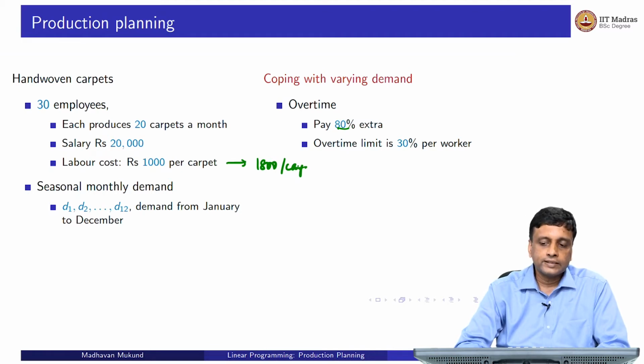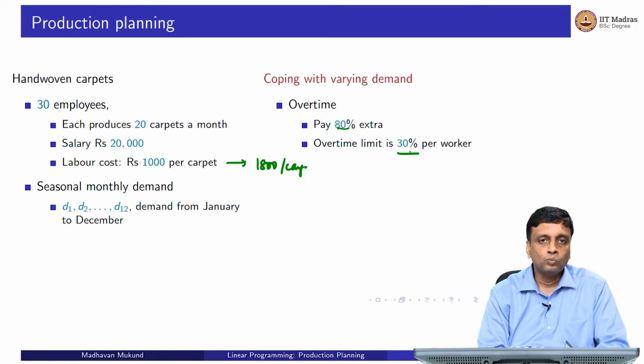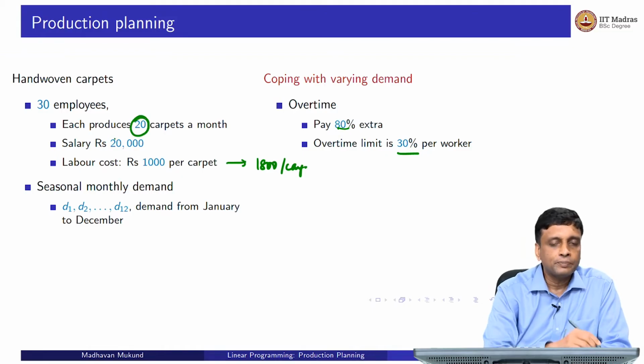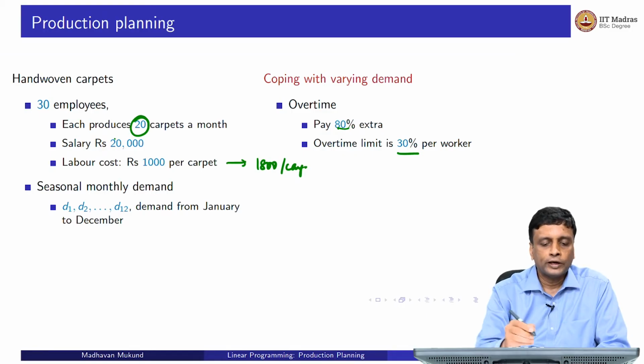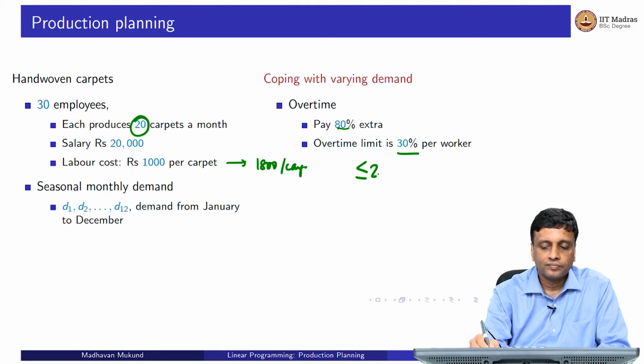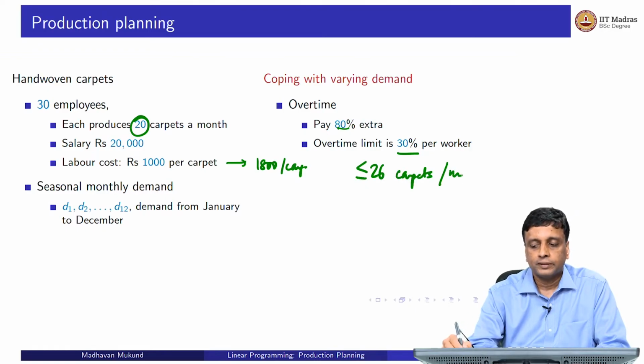But there is also a constraint saying that a single worker cannot do more than 30% work over time. That means that if I have made 20 carpets in a month normally, right, then 30% that is 6. So you cannot make more than 26. So one worker cannot make more than 26 carpets a month, right.